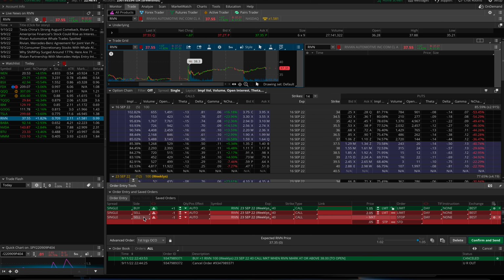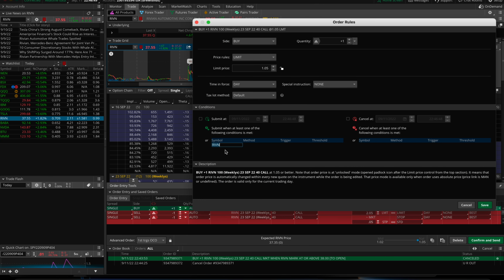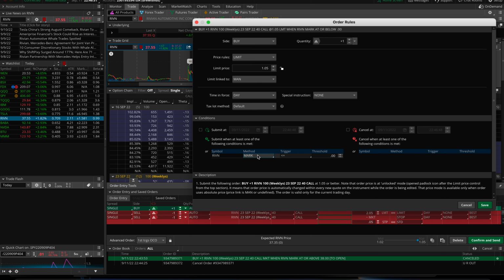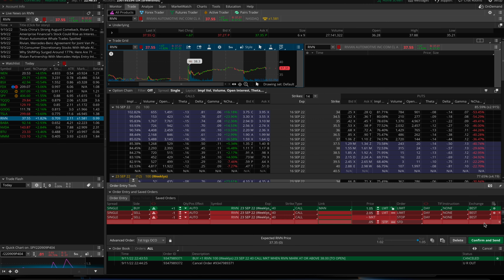We can use the OCO brackets for that. So we do the same thing in here, right? As we come through, we're going to buy one contract, going to come all the way over here. We're going to set our condition again. So, hey, if Rivian, if the price goes above $38, then I want to take that trade.